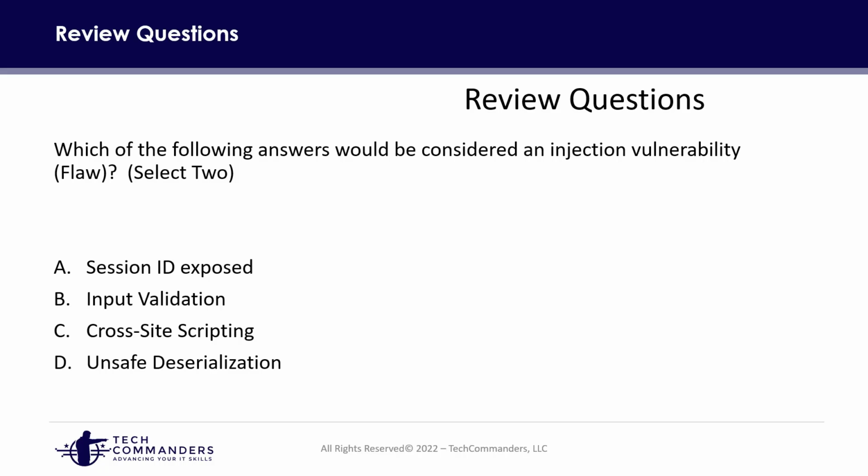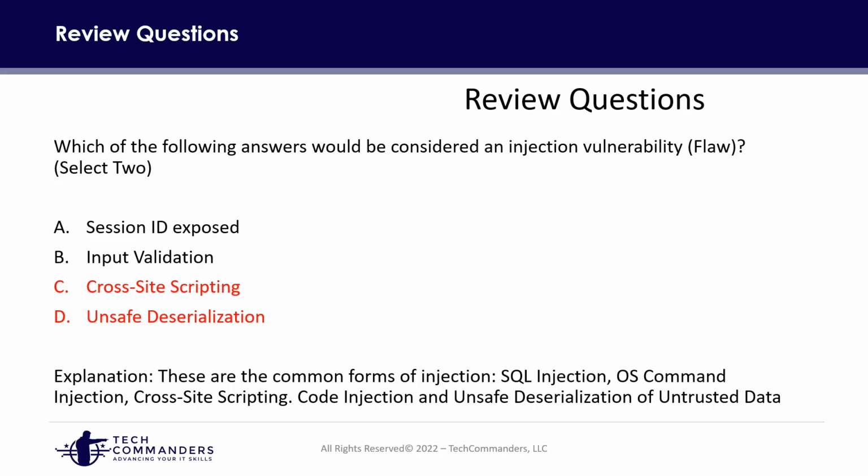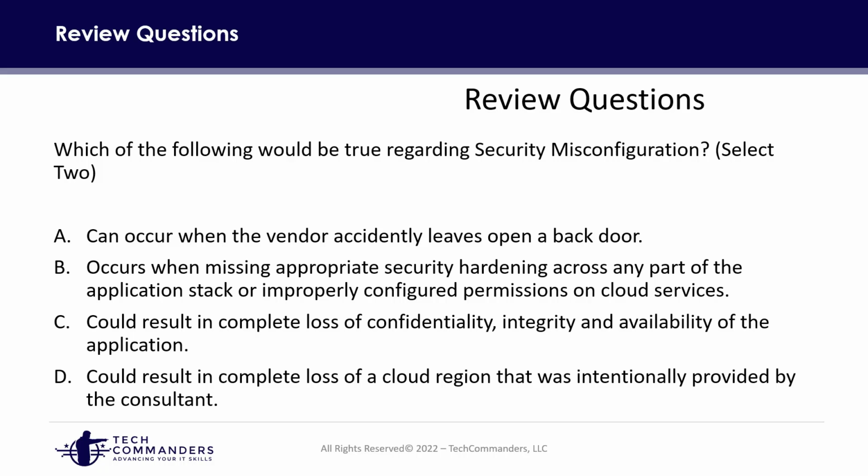Another question, which of the following answers would be considered an injection vulnerability? This would be known as a flaw as well. That would be C and D. So that would be cross-site scripting and unsafe deserialization.